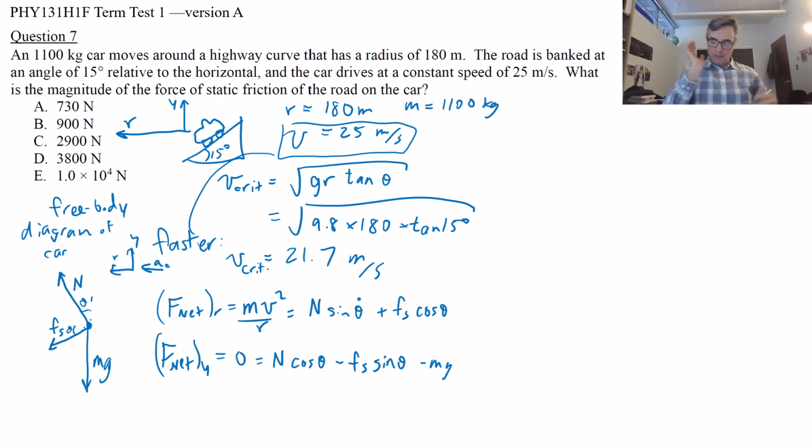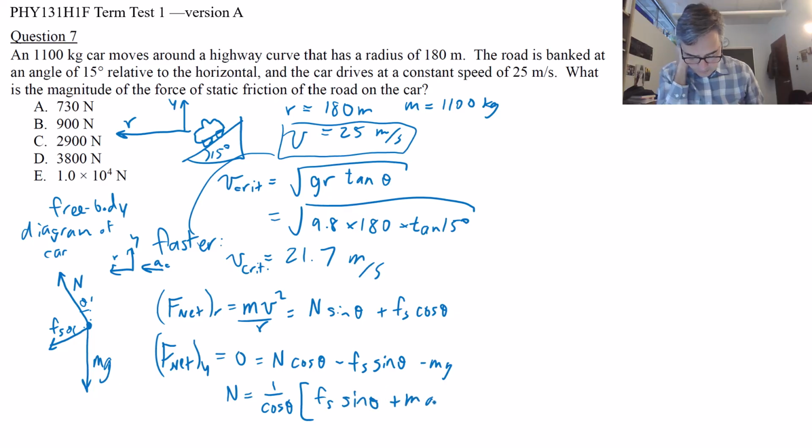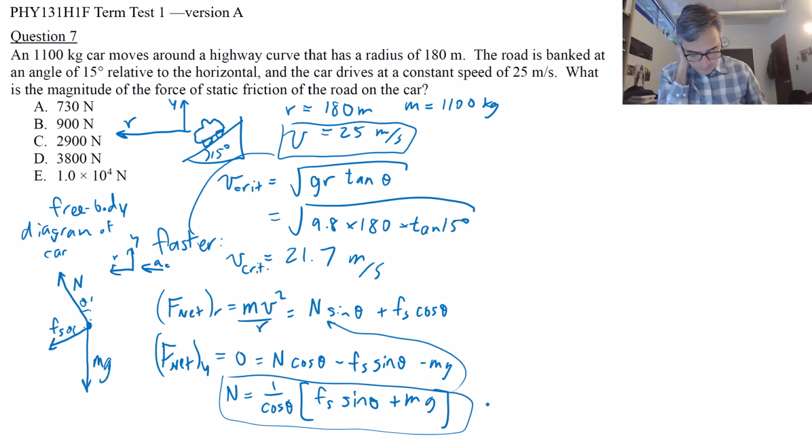But we've done the physics now. So I would say that n equals 1 over cos theta times all this stuff, fs times sine theta plus mg. And now I have to take this and plug it into here and then solve for static friction.